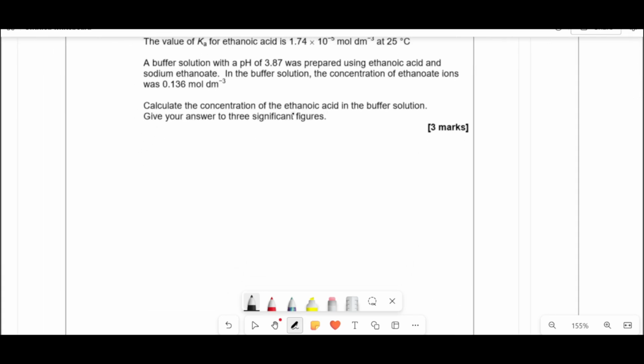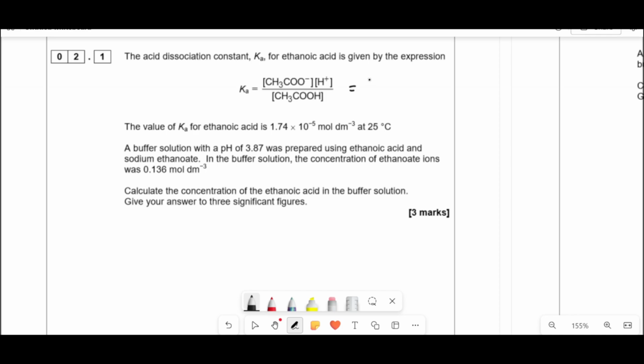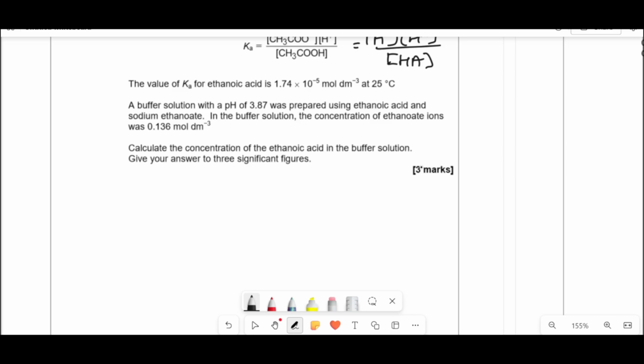So what they're trying to get you to find, if I just rewrite this in terms of H+ and A-, following their ones, it's going to be Ka = [A-][H+] over [HA]. Always figure out what you've got first, and that makes a lot more sense. We have Ka, which is 1.74 times 10 to the minus 5. We have the pH, which is 3.87.